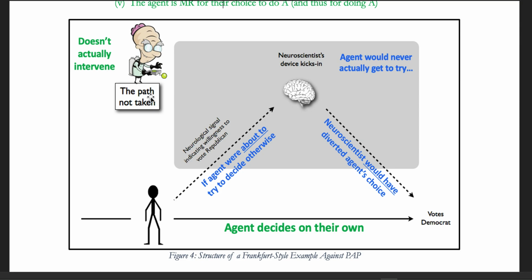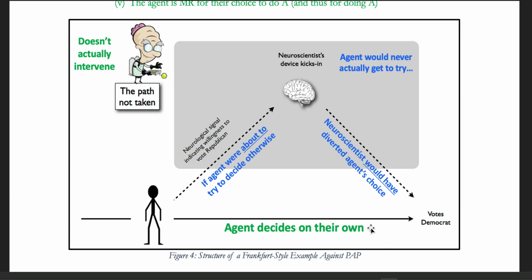Okay, so let me try that again very quickly and summary-like. Here's an agent thinking about whether to do A. If they're about to try to do something else, this little guy over here would step in and force them to do that thing anyways. But none of that happens. The agent simply decides on their own. And so you can see that the agent is going to do this no matter what. They decide on their own, or if something else happens and they are about to try to do something else, they're going to just do this. So the idea is they can't do anything other than vote Democrat in this situation.